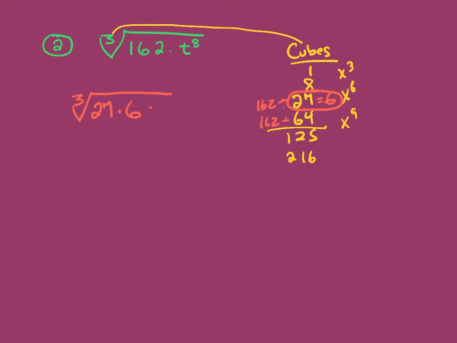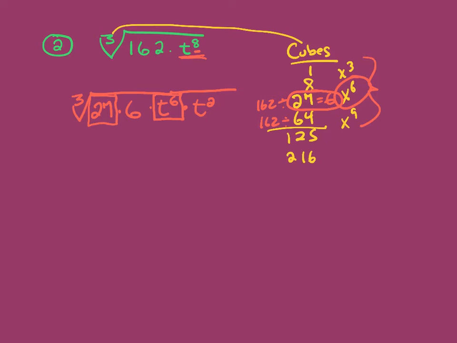And then the t to the 8th. T to the 8th is not one of the variable exponents that we have, but we could rewrite it as t to the 6th, since t to the 6th is a cube, times t to the 2nd. And the way we get the second is you want those exponents to add to be 8. So 6 and 2 add to be 8. And the 27 is a cube. The t to the 6th is a cube. Those are going to come out.